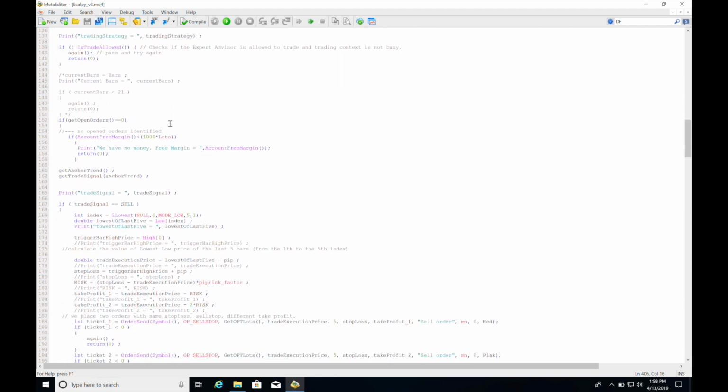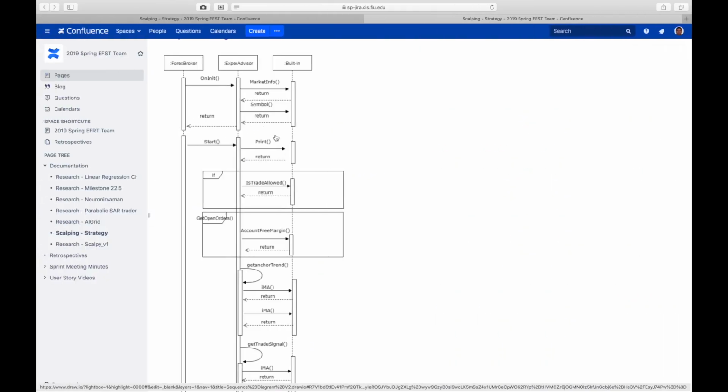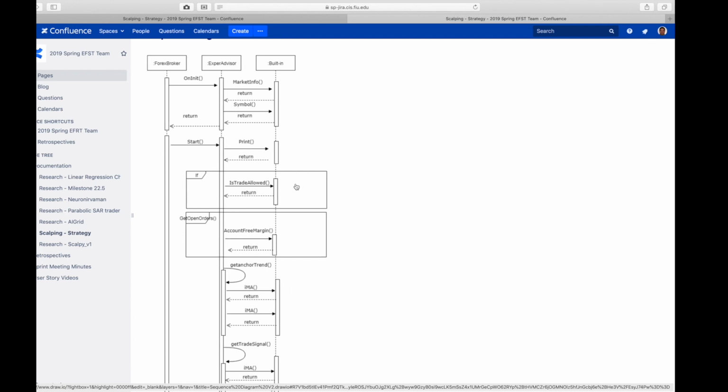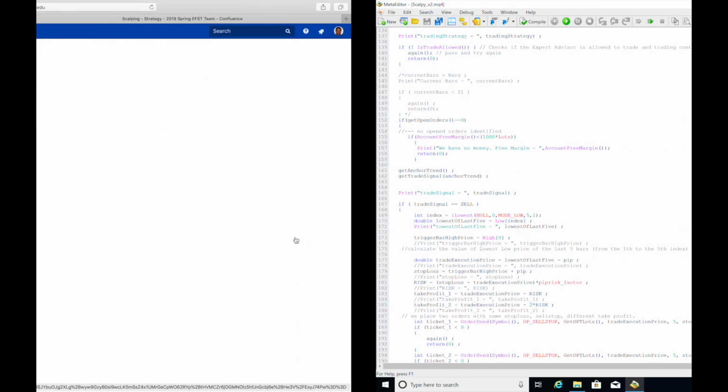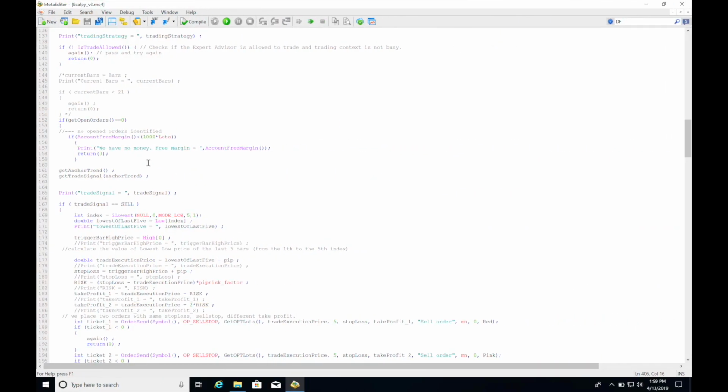So if that is 0, meaning that we don't have any orders in the system, then it will check account free margin to see if we have enough money available. If account free margin is less than 1,000 times lots, then we don't have enough money. So we'll print a message indicating so, and then we'll return.